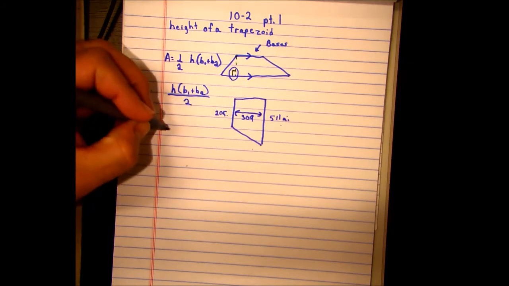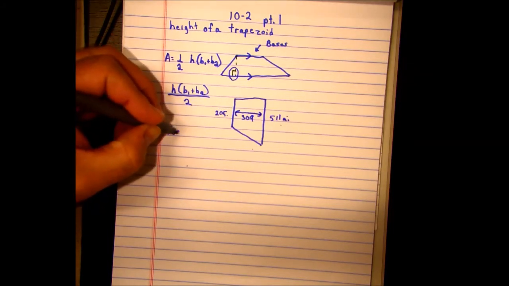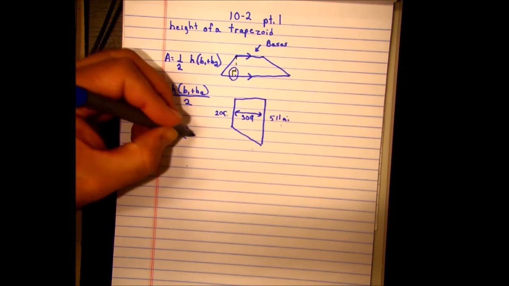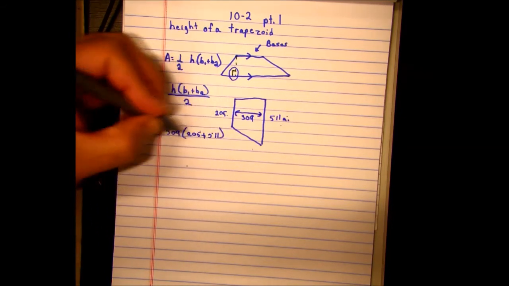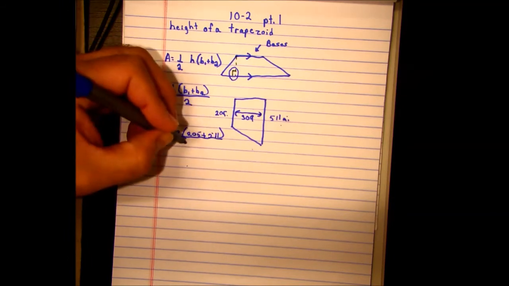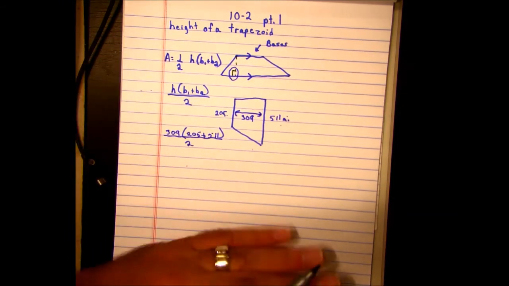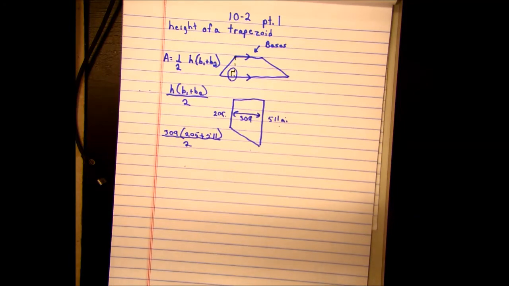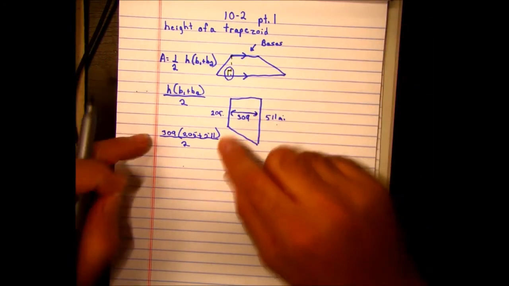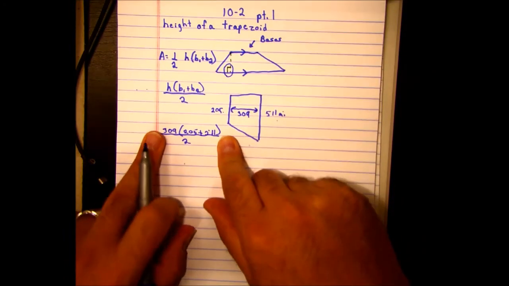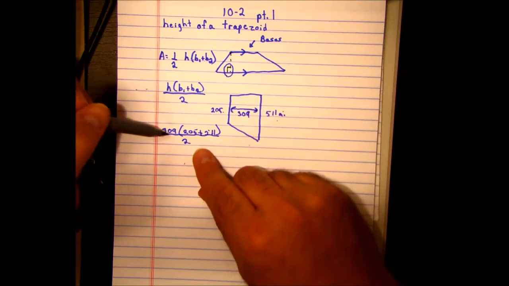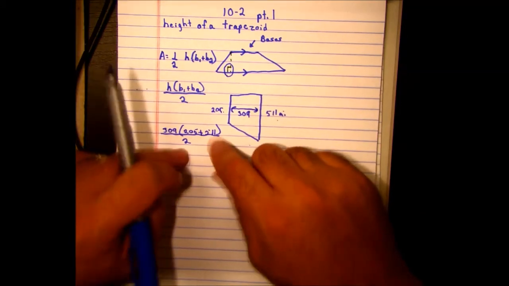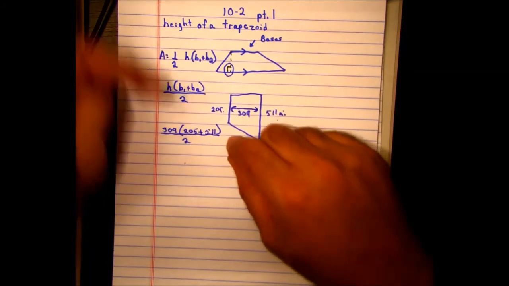So we put into our formula 309 times (205 plus 511), all divided by 2. And if you have the calculator you're supposed to have, this becomes very easy because you literally type in exactly as you've written. This is why I tell you to write out the formula, plug in the numbers, then put it in your calculator, because it's a way of double checking your work.